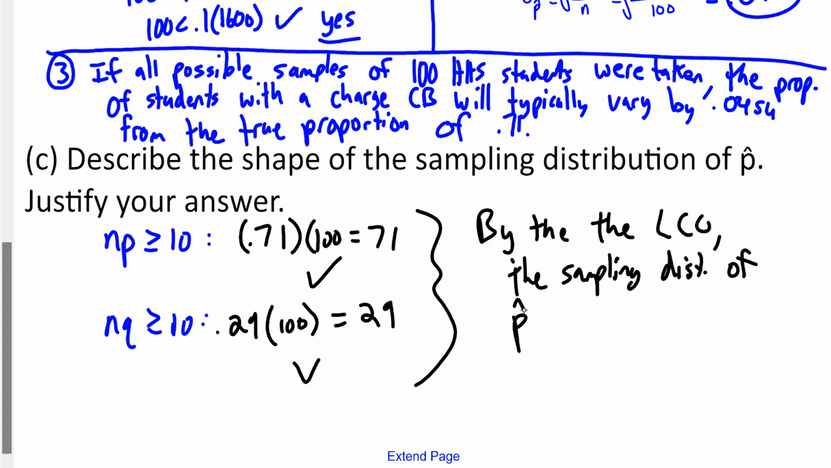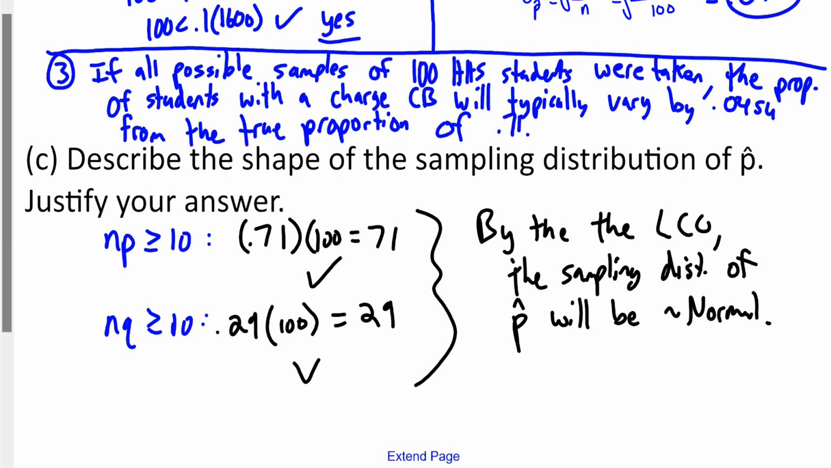P hat, we'll say, because we already said what that is, will be approximately normal. All right? So that kind of just talks about what we were working on with the sampling distribution of proportions. Now, one last example I want to get to is this one.